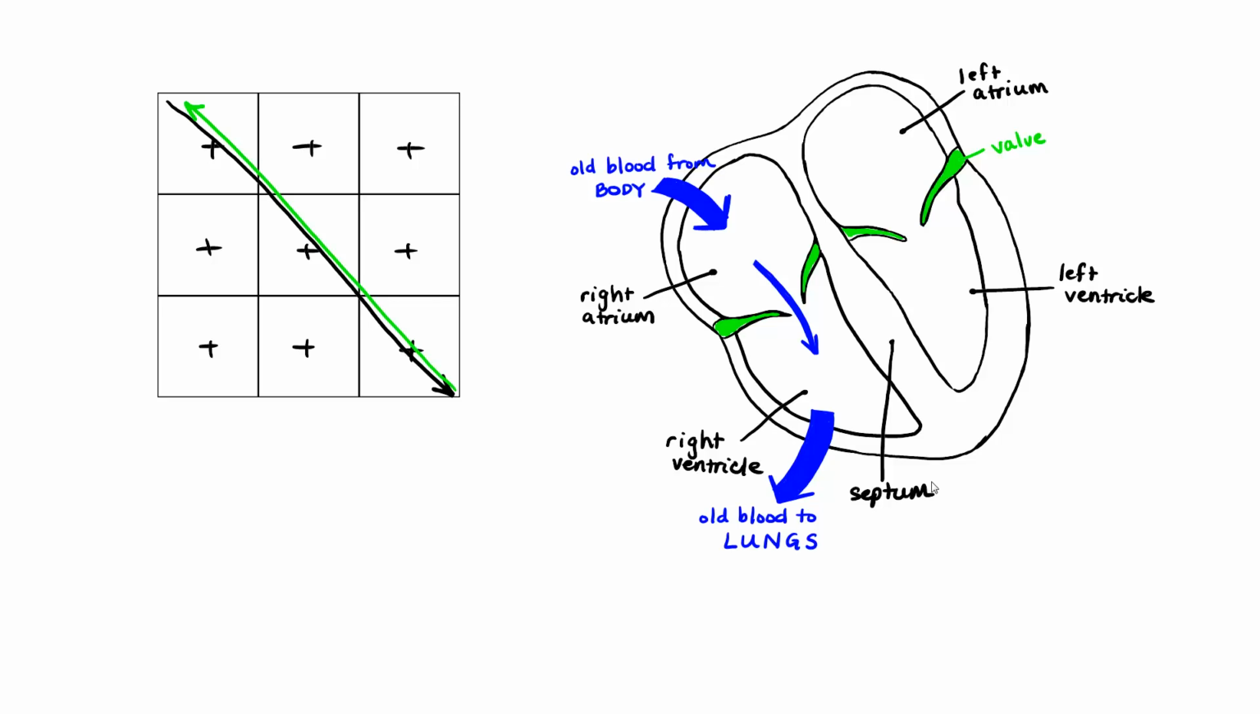And then the left side of the heart, which consists of the left atrium and the left ventricle, accepts that blood that has gone to the lungs, and it takes it from the lungs and then pumps it out to the whole rest of the body so that it can get new energy.